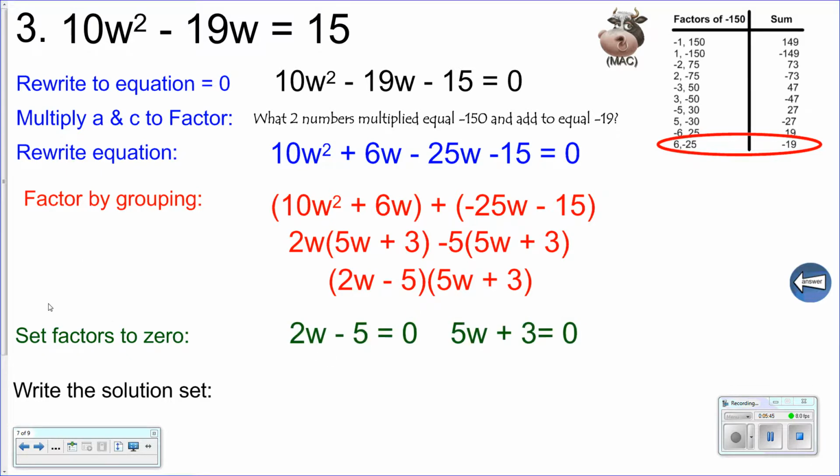Set those two to 0, so 2w minus 5 equals 0. I add 5 to both sides and divide by 2. And the other one, 5w plus 3 equals 0. Subtract 3 and then divide by 5. So the solutions are 5/2 and negative 3/5.